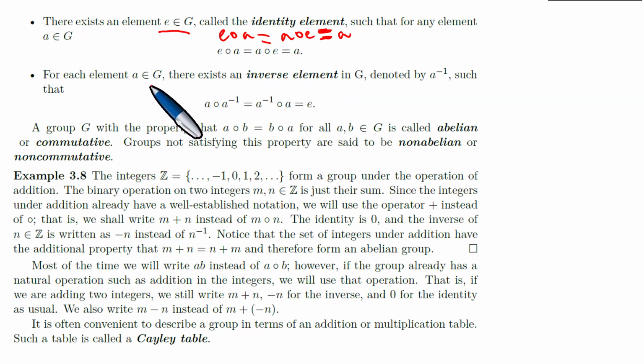Right, for each element A in G, there exists an inverse element in G, denoted by A inverse, such that if you apply the law of composition to A with its inverse, or A inverse with A, the result is the identity. First we get the identity, which is E. After we have the identity, we can speak about the inverse element in G, denoted by A inverse.